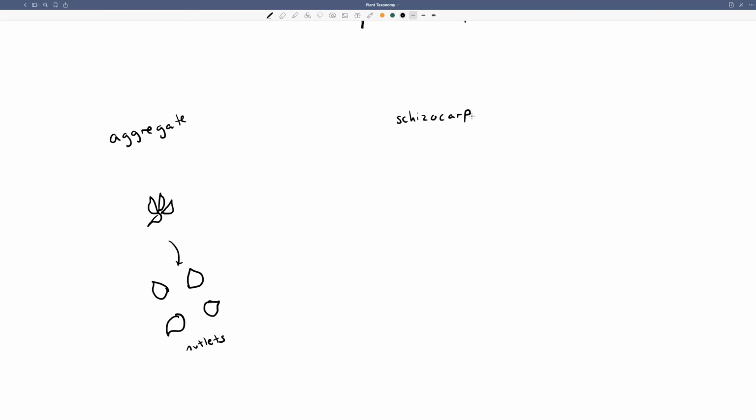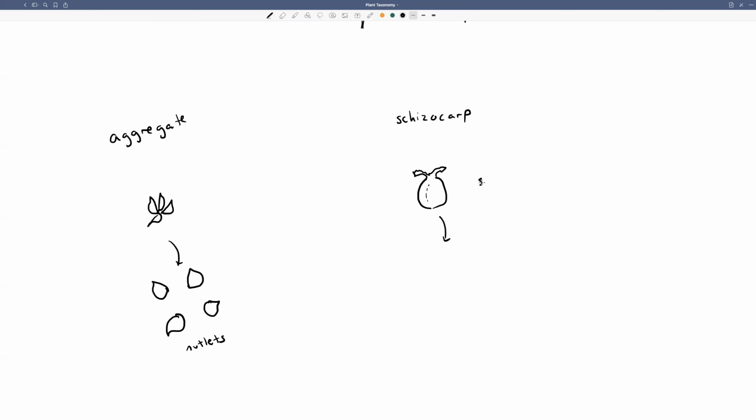So carp we've seen before. Carp is for fruit, and the schizo part is broken. So schizophrenic is a term referring to basically a broken or fractured mind. Schizocarp is a fractured fruit. So I'm going to try to draw something similar to what we saw in the water milfoil flowers.